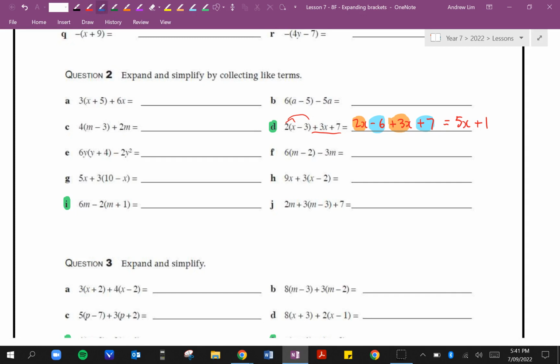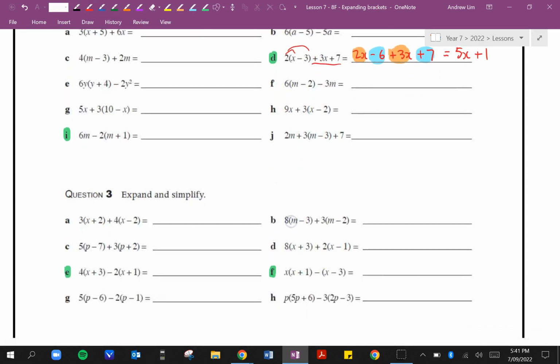Right? Question I. 6m minus 2 bracket m plus 1. Now it's important for you to remember this minus belongs to that 2. So when we expand this, it's going to be very important. So I'm going to write my 6m. And I've got minus 2 times m is minus 2m. Minus 2 times positive 1 is negative 2. Okay, negative times positive is a negative answer.